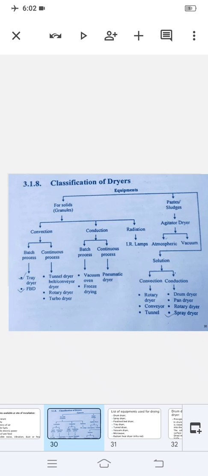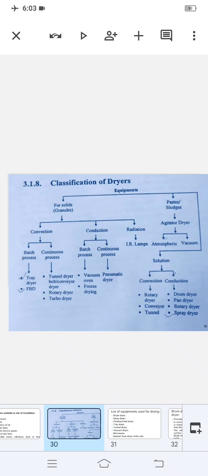In convection, if it is a batch process, then the dryers are tray dryer and fluidized bed dryer. If it is a continuous process, then it will be tunnel dryer, belt or conveyor dryer, rotary dryer or turbo dryer. By the process of conduction, if it is a batch process, then the examples are vacuum oven dryer and freeze dryer. Continuous process, pneumatic dryer. By the mechanism of radiation, there are IR lamp type dryers.